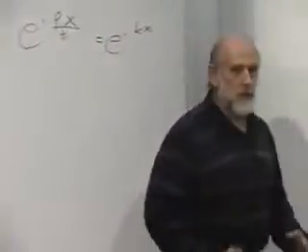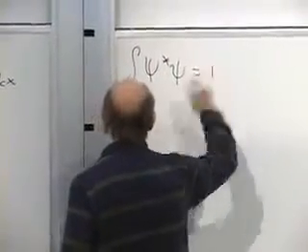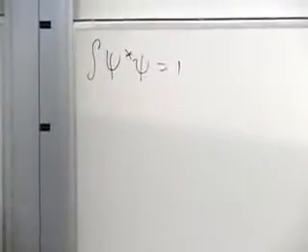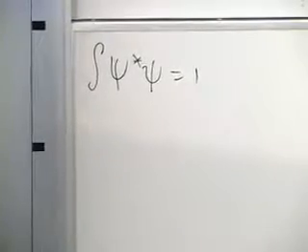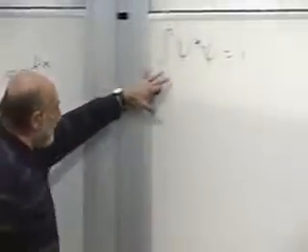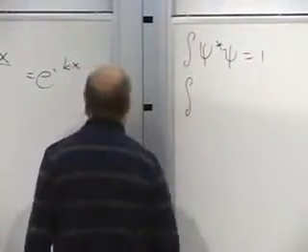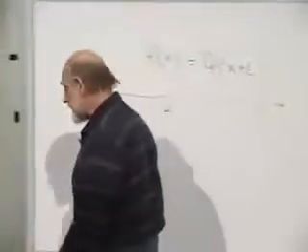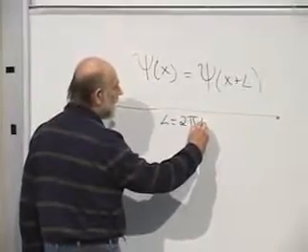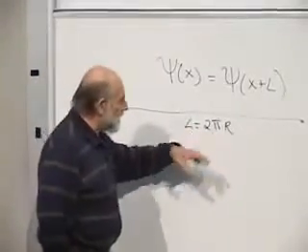Remember, the rule for a normalized wave function is that the integral of psi star psi should be equal to 1. That's basically the statement that the total probability of finding the object someplace should add up to 1. If I take this wave function with p as a parameter and multiply it by its conjugate, psi star psi would just be equal to 1. And if I then did this integral, oh, I'm sorry, I want to go back one step. I want to think of L as equal to 2 pi r. I want to imagine that it is on a circle. This is just for notational convenience.